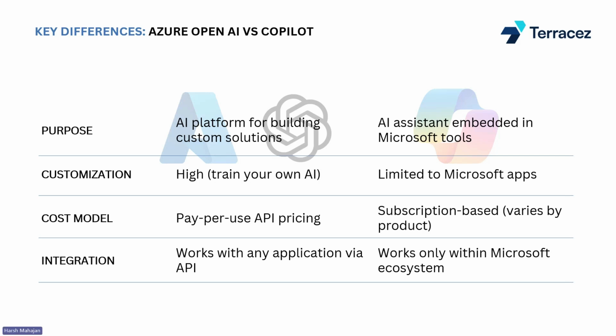Talking about the cost models, Azure OpenAI is pay as you go. So you will be charged for the amount of resources you use. Whereas Copilot has fixed pricing. It comes with a subscription based pricing model where you are supposed to pay a fixed amount with a certain amount of resources we can use.